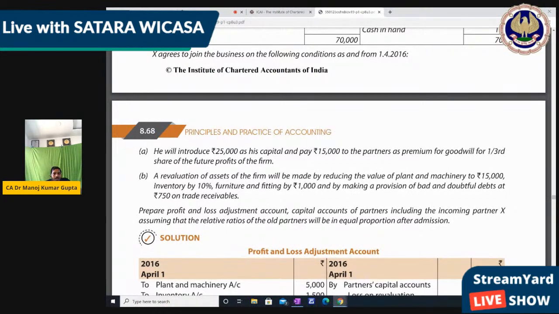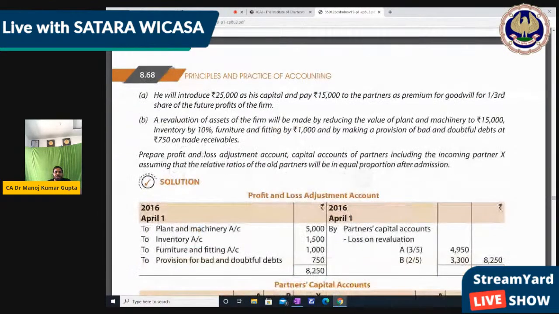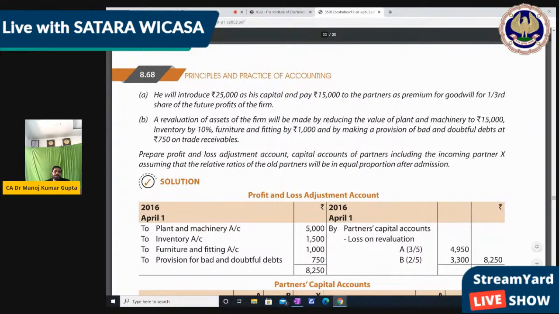Next, a revaluation of assets of the firm will be made by reducing the value of plant and machinery to 15,000, inventory by 10%, furniture and fixtures by 1,000, and by making a provision for bad and doubtful debts at 750 on trade receivables. So these are the revaluation parts. Prepare profit and loss adjustment account, capital account of partners, including the incoming partner X, assuming that the relative ratio of the old partners will be in equal proportion after admission.